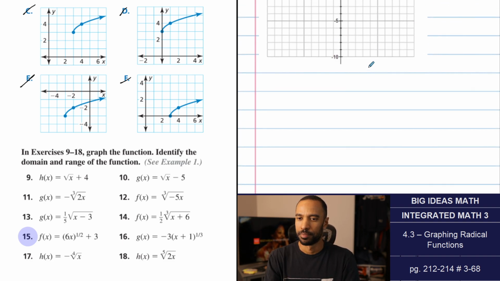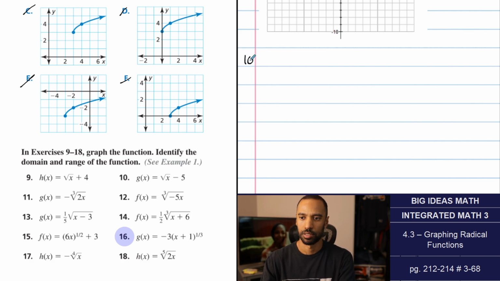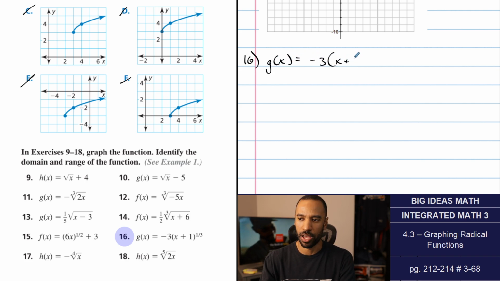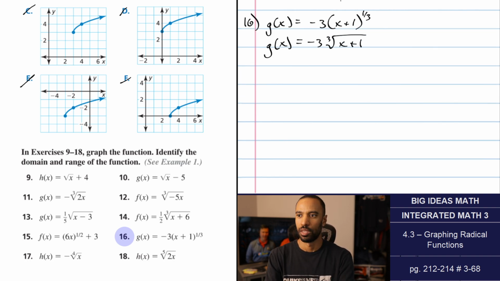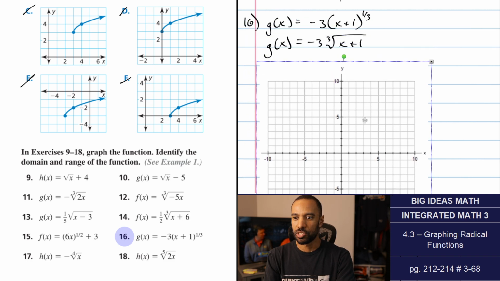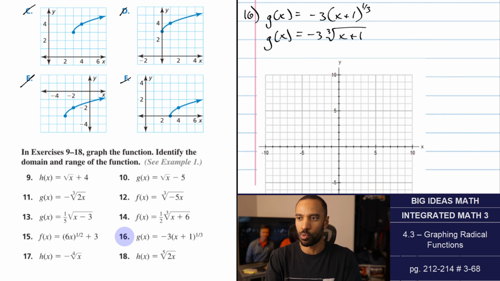Okay, number 16. G of x equals negative 3 times x plus 1 to the 1/3 power. That's also equivalent to negative 3 times the cube root of x plus 1. This is a flip over, and it's a vertical stretch. We do translate 1 unit over, and I'm going to start with that. We'll go 1 unit to the left.